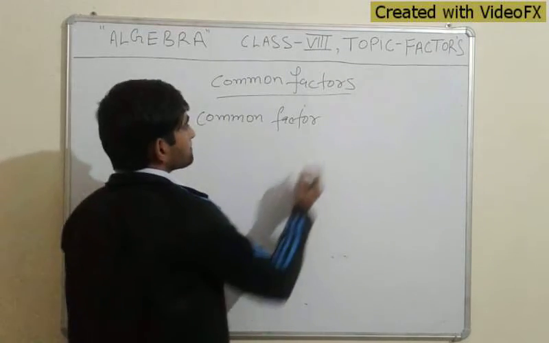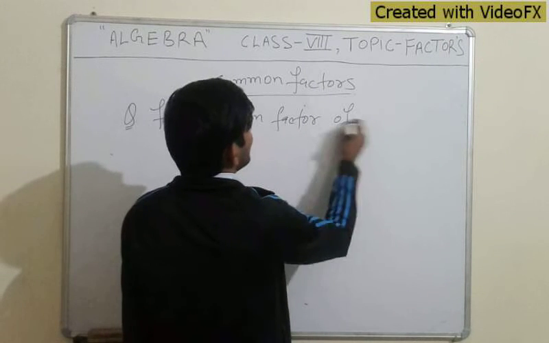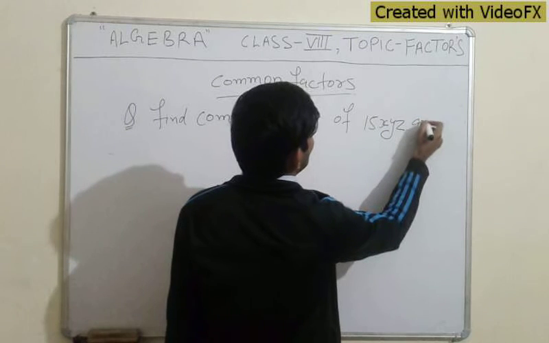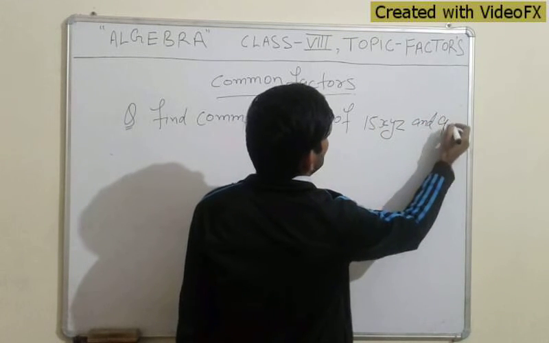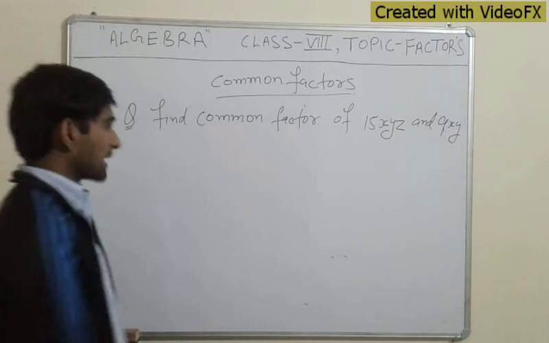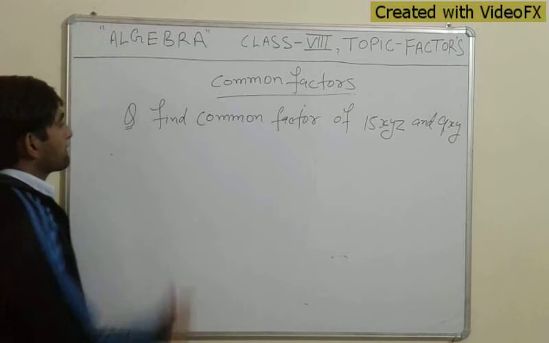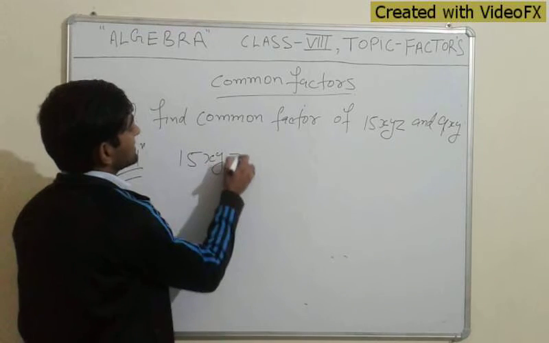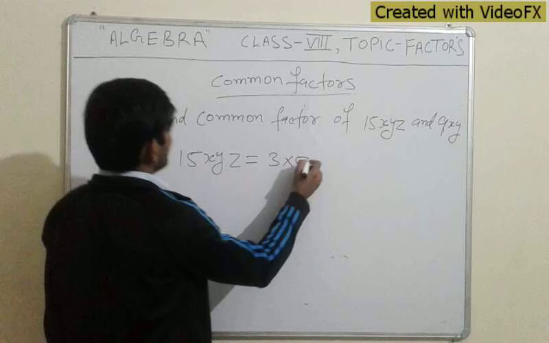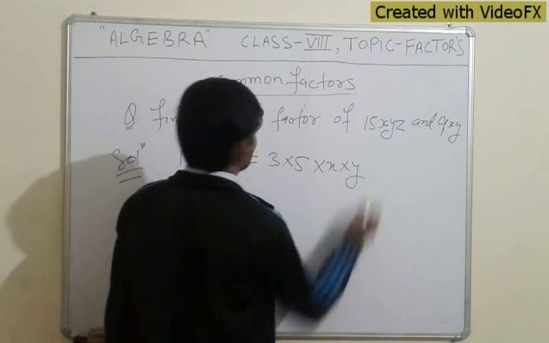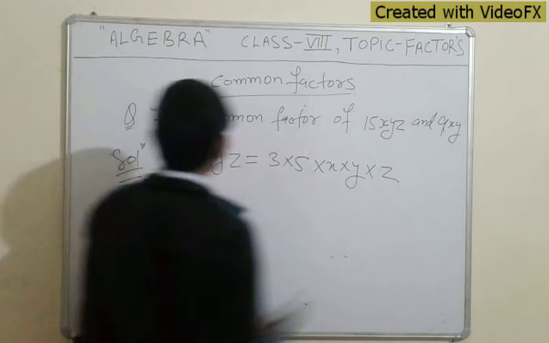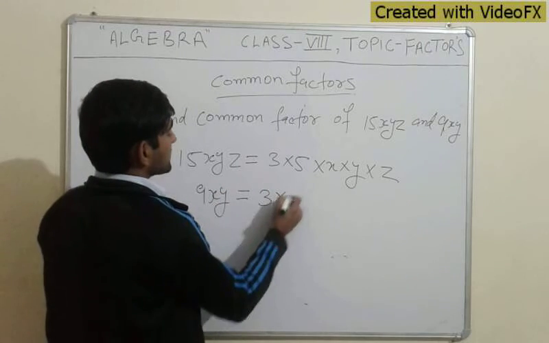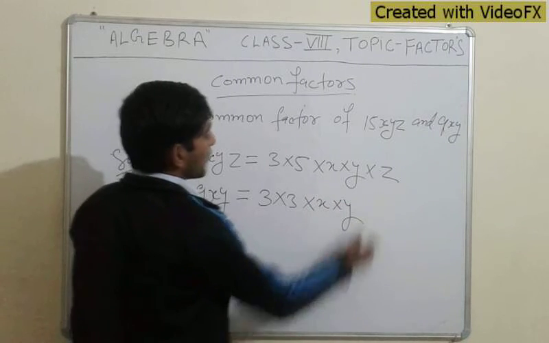Find the common factor of 15xyz and 9xy. In the solution, 15xyz is 3 into 5 into x into y into z. And 9xy is equal to 3 into 3 into x into y.